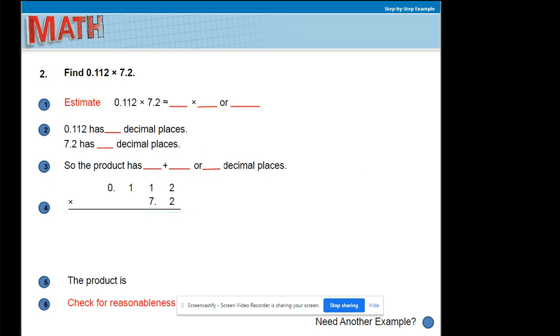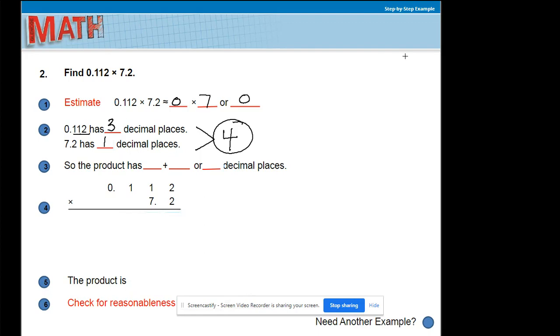All right, so now we need to find 0.12 times 7.2. So we're going to kind of round this. 0.12 would probably be about 0, and then 7.2 is about 7, so it's going to be a really low number. So remember that 0.12 has 2 decimal places, and 7.2 has 1 decimal place, which gives us a total of 3 decimal places that we will need to move.